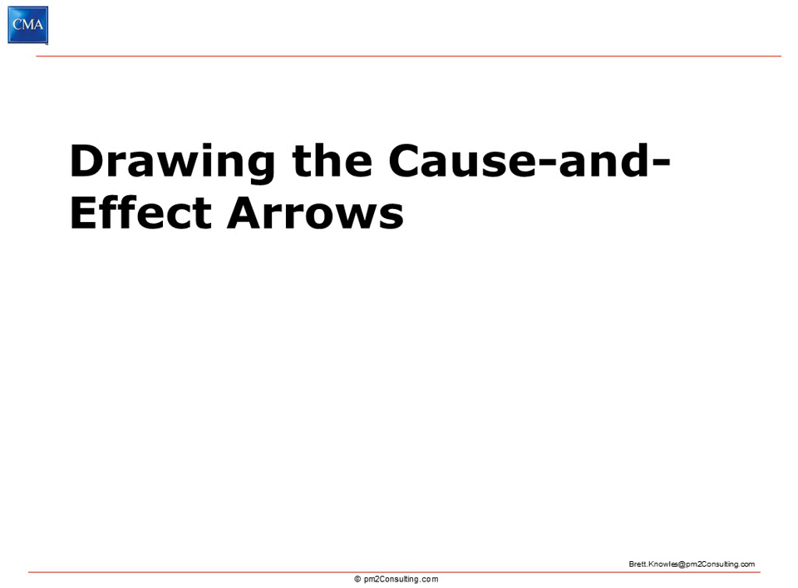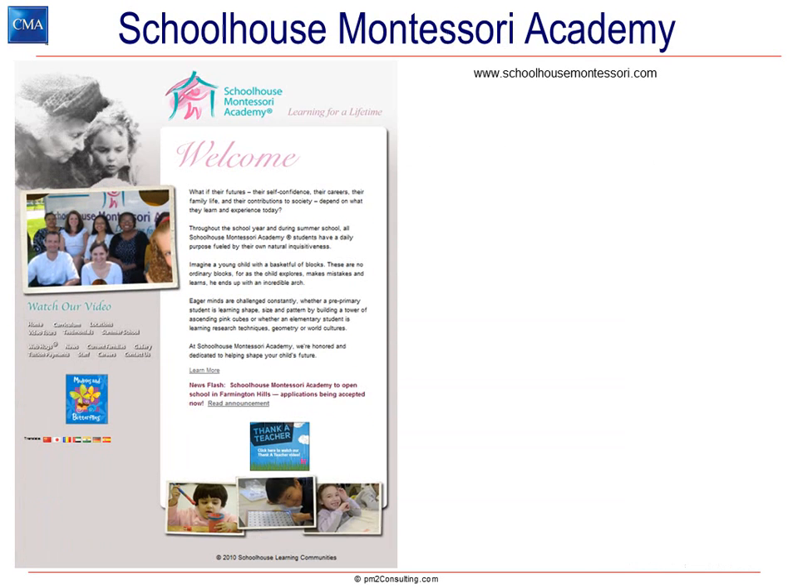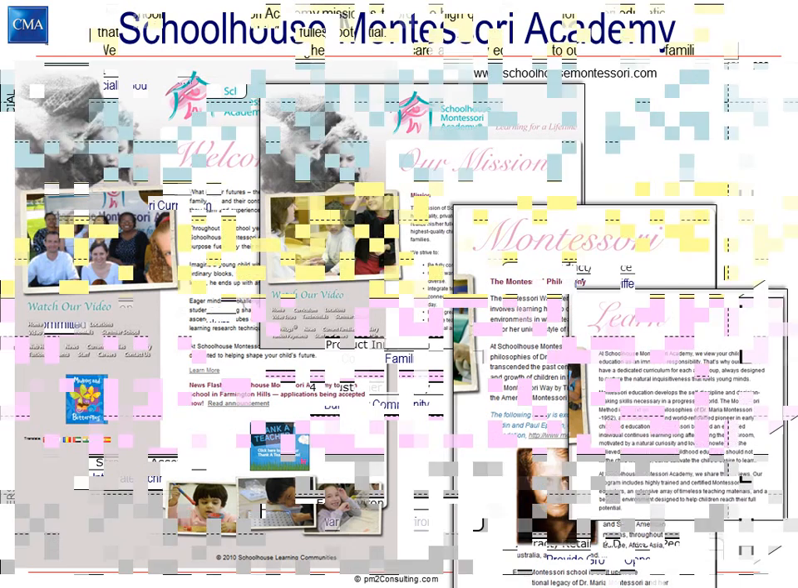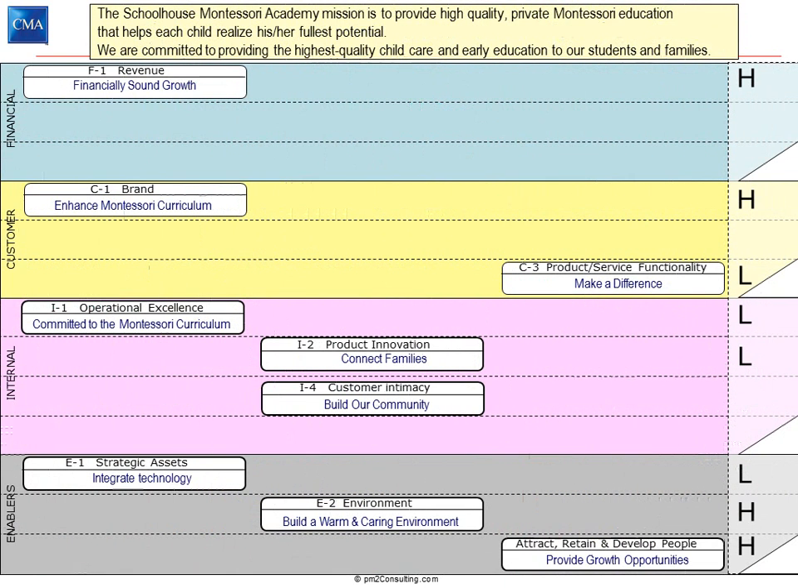So the next step is to draw the cause and effect arrows on your strategy model. This is pretty straightforward. We're going to use the same Montessori example that we've been using in the previous fast track steps. So based on the strategy objectives which have been put onto the strategy model template, we should begin just connecting things up. Now, as with most strategy maps, the enablers support everything that's above it.